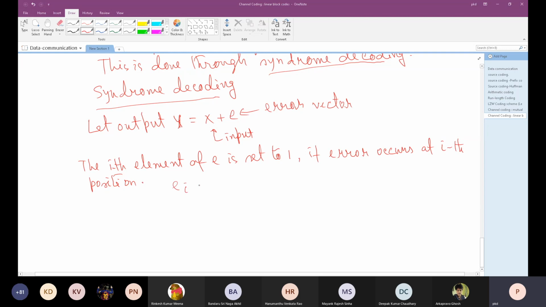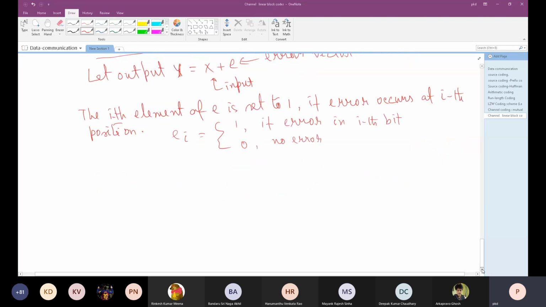Or in other words, E_i is equal to 1 if error in ith bit, 0 if no error. So the syndrome S is defined as S equal to Y H transpose. So H is our parity checker matrix, Y is the output.